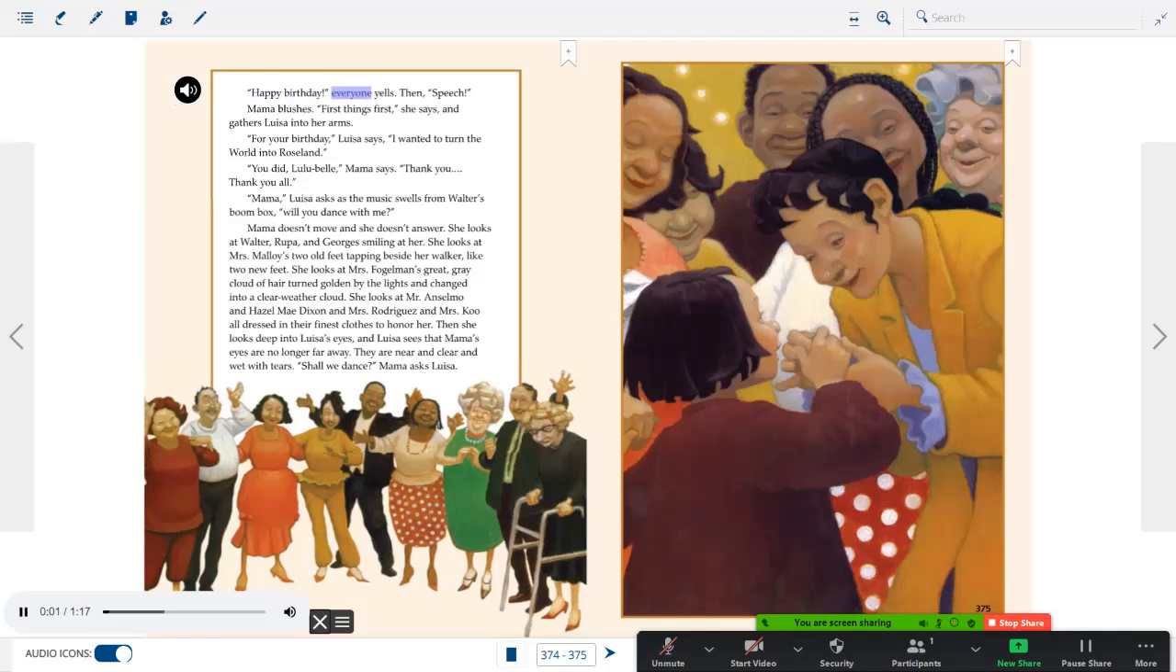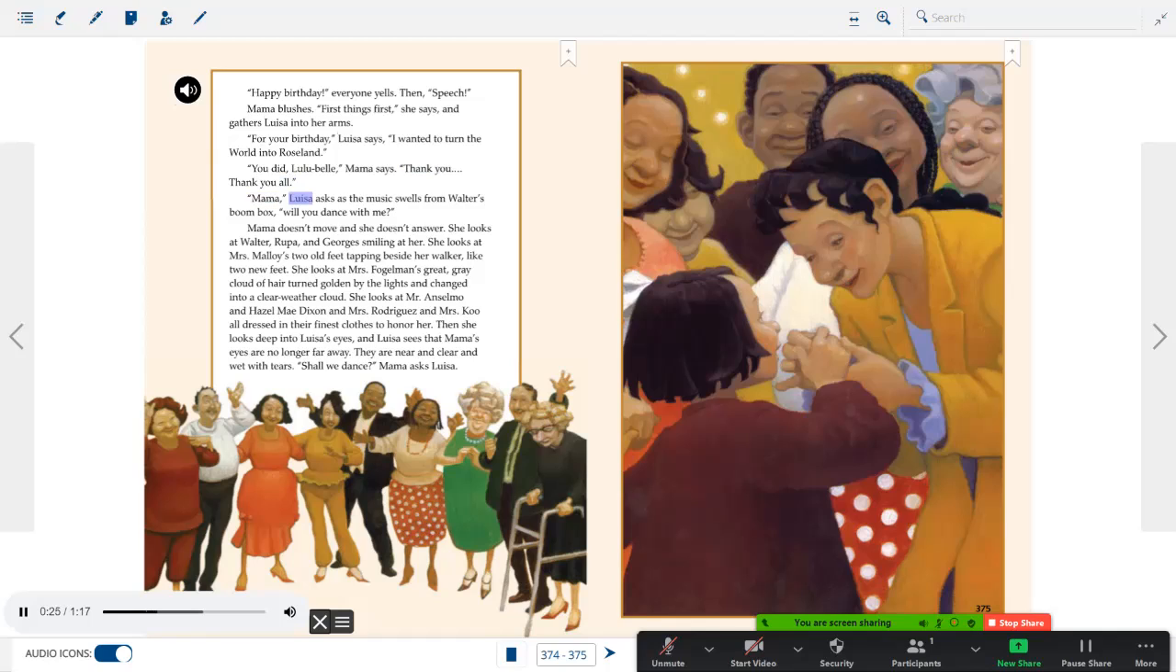"Happy birthday!" everyone yells. Then, "Speech!" Mama blushes. "First things first," she says, and gathers Louisa into her arms. "For your birthday," Louisa says, "I wanted to turn the world into Roseland." "You did, Lulu Bell," Mama says. "Thank you. Thank you all."